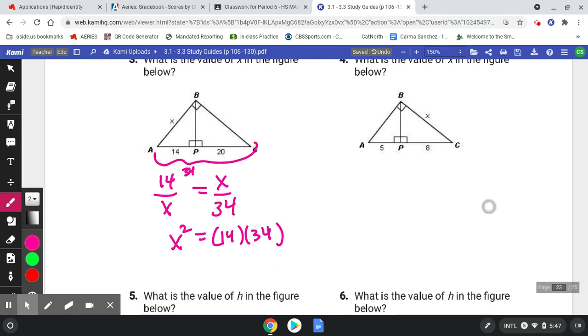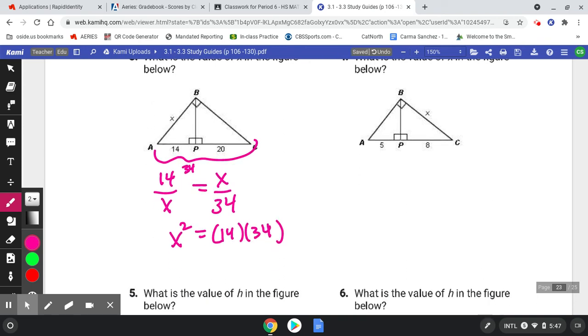Can't do that one in my head. Let's grab my phone calculator for a sec. And I'm getting 476. And if you take the square root of that, you're going to approximate to 21.8.